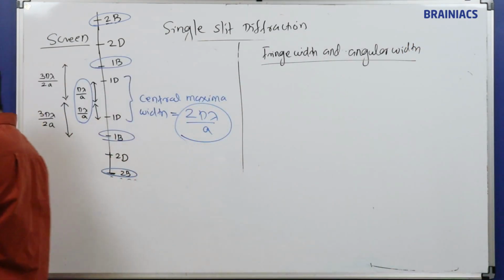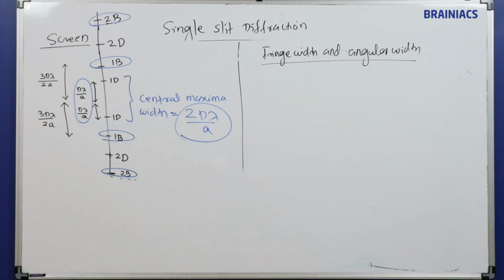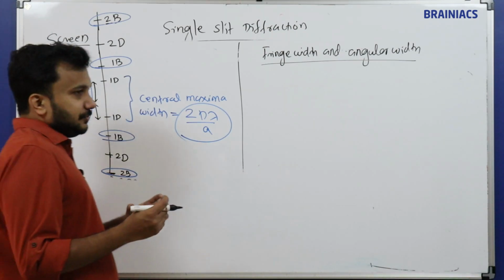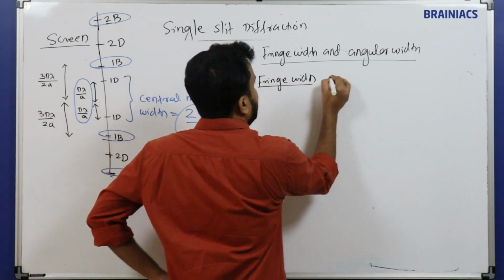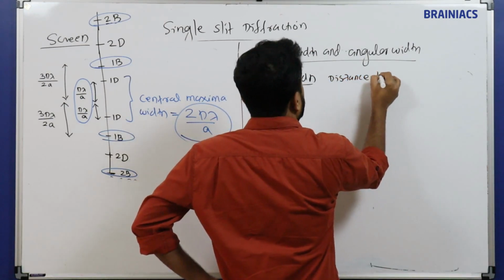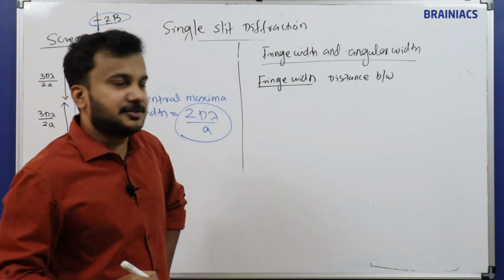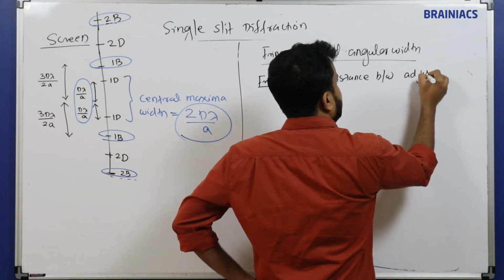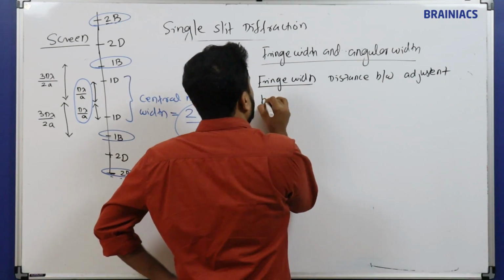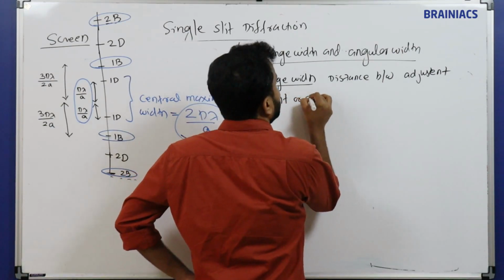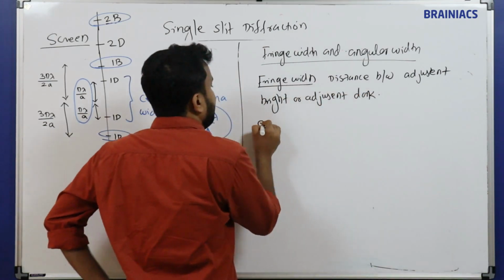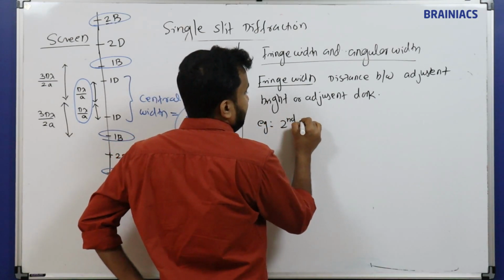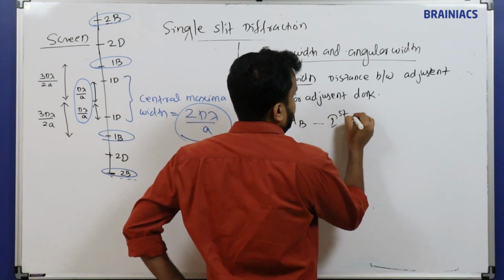Okay, what is called fringe width? Fringe width and angular width are both terms. Let's write the definition of fringe width first. Fringe width: distance between adjacent bright or adjacent dark. You can take anything. We already learned this in Young's double slit experiment also, right? Let's take an example: the second bright minus the first bright.